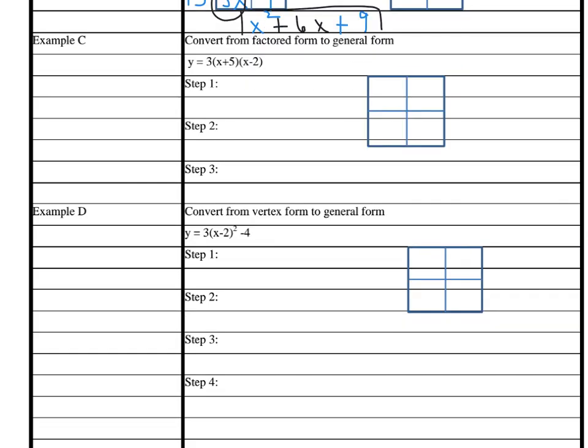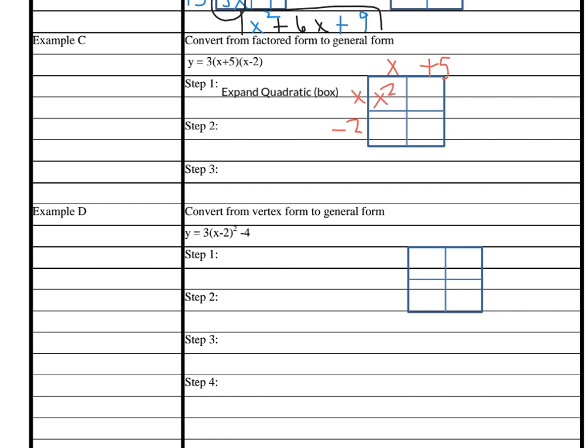Example C, convert from factored form to general form. Alright, so we have y equals 3 times x plus 5 times x minus 2. In step 1, we are going to expand the quadratic, which when we hear that, we need to remember that means multiply using the box. So let's go ahead and do that. X plus 5 and x minus 2 is what goes on our box.